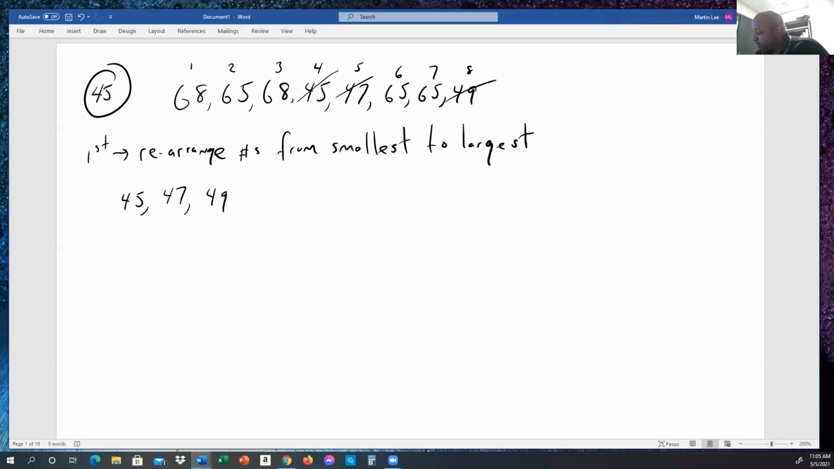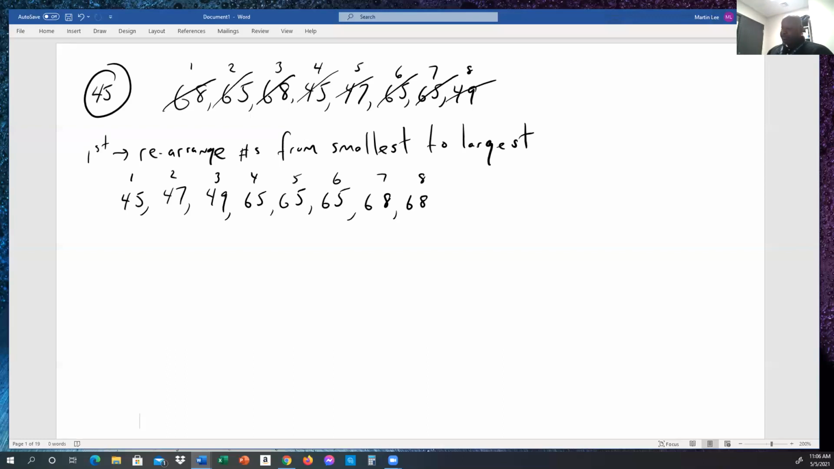I got 68, 65, 68, 65. Okay, I got a bunch of 65s. So 65, and then cross through it, 65, cross through it, 65, cross through it, then 68. Okay. And again, let's number each number. 1, 2, 3, 4, 5, 6, 7. Okay, I'm missing something. Oh, and I had another 68. Okay, 68 here. Okay, so we rearranged all the numbers from smallest to largest.